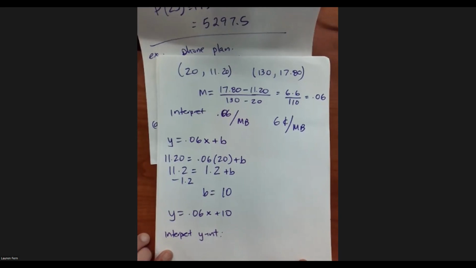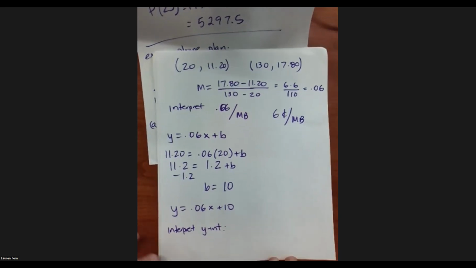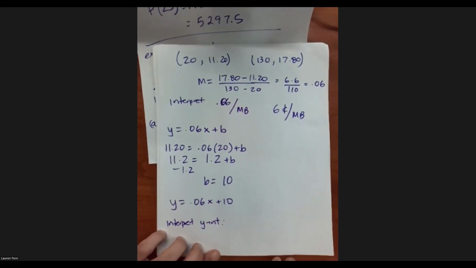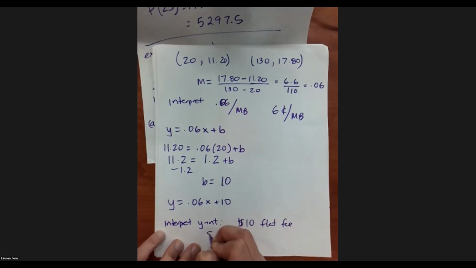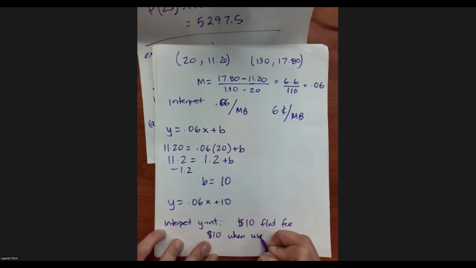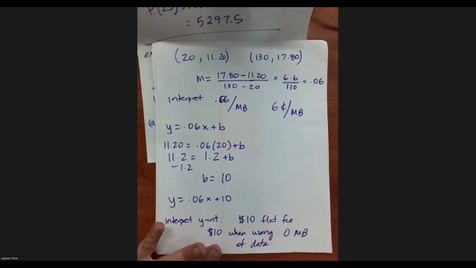How would we interpret our y-intercept then in the context of this question? Yep, it's a $10 flat fee, or you could say it's $10 when using 0 megabytes of data. Cool.